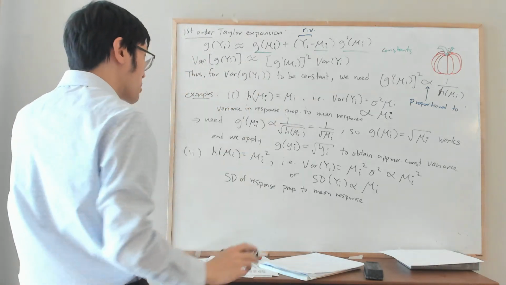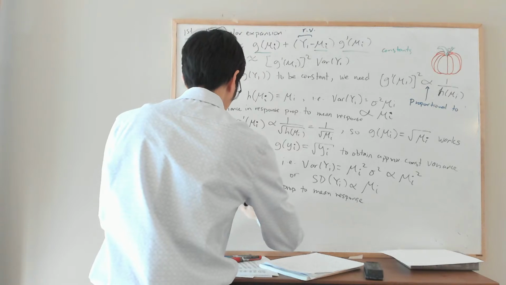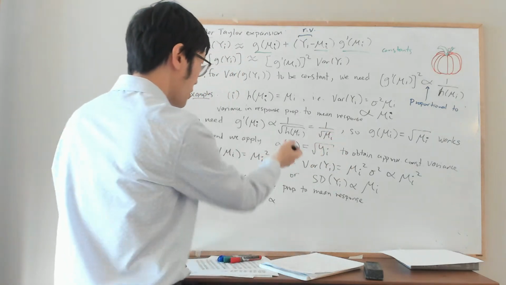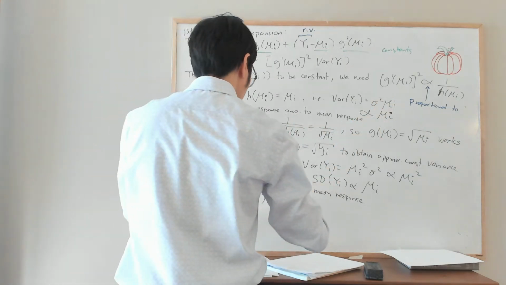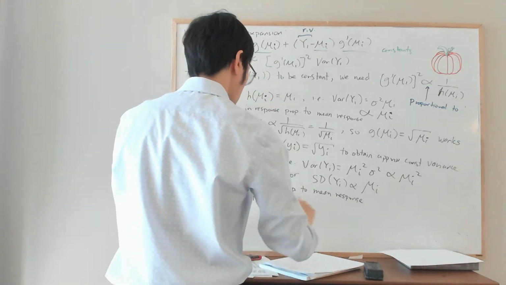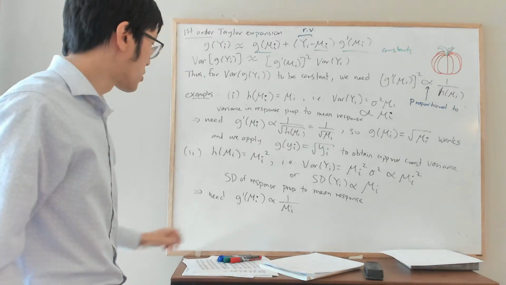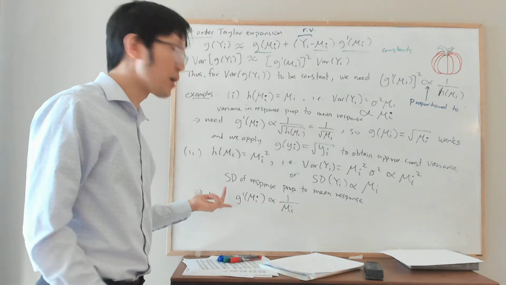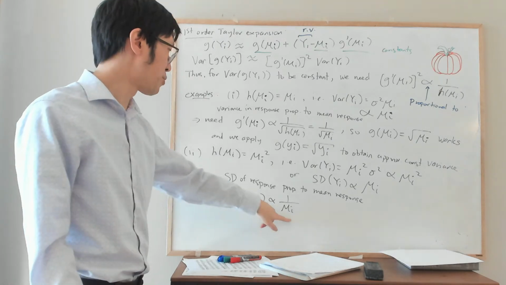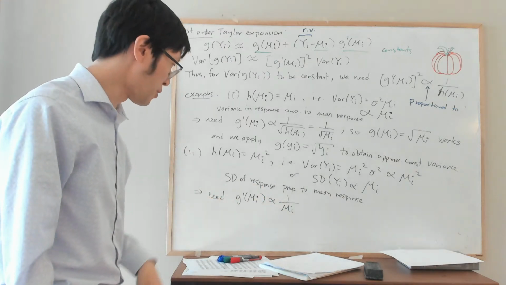So let's go through this process again. Now we need g prime of mu i to be proportional to 1 over the square root of h, so 1 over mu i. And now we have this relationship, and again from our first calculus course, what functional form will give us a derivative that looks like 1 over mu i? Well, this is in fact a log transform.